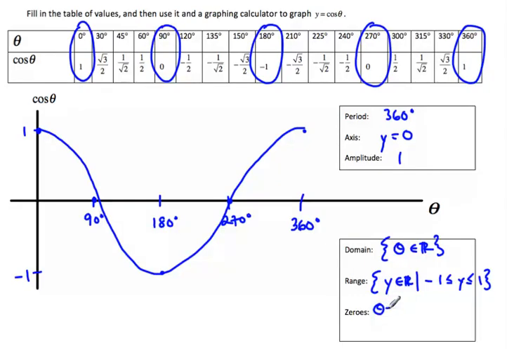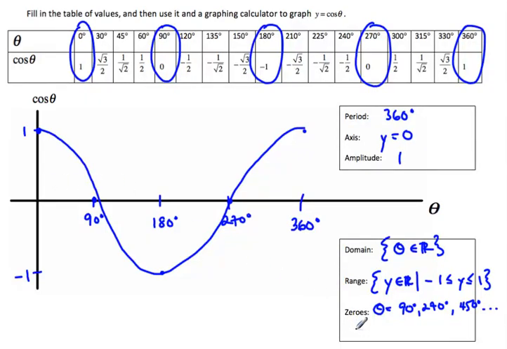This time, the zeros happen at 90 degrees, 270 degrees. If we picture the graph continuing, we'll have another one at 360 plus 90, which is going to be 450 degrees, etc. And the same thing would happen in the opposite direction as well. We'd have one at negative 90, and so on.